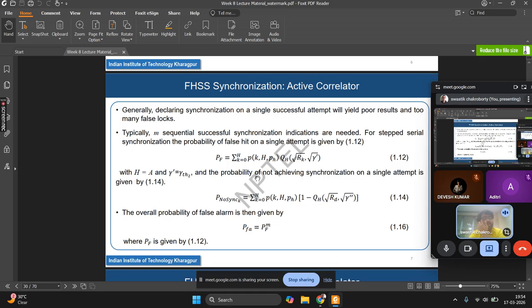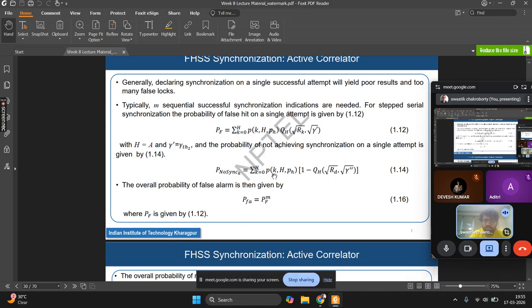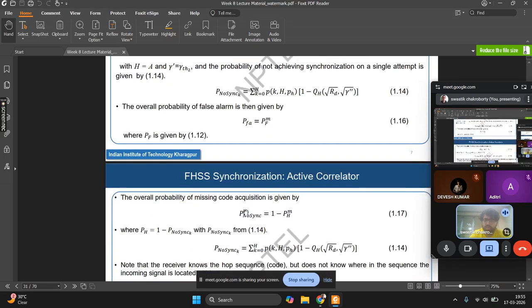Okay, the probability of no sync here is, again, you have to take the probability that you miss a synchronization. So this is the probability of synchronization: 1 minus the probability that you miss a synchronization, and this one is the probability that you will get a lock onto a particular hop. So that hop probability is this, and this is the probability of no synchronization.